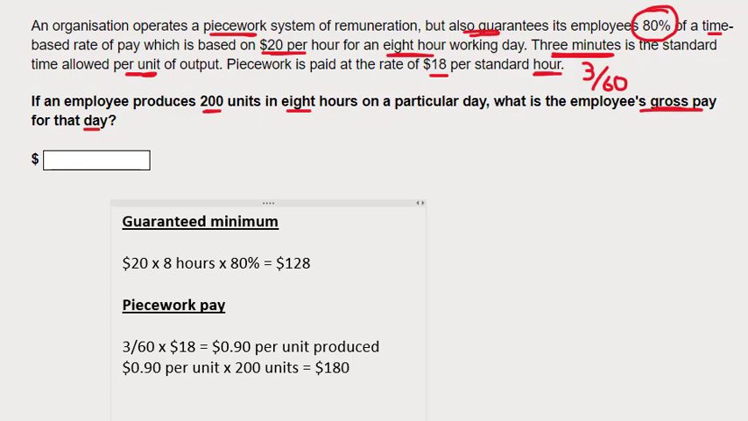And so what are they going to earn for that day? Would they get the guaranteed minimum of 128 or would they get the piecework rate? Well, the fact that it's called a guaranteed minimum is telling us that if they are able to earn more than that under piecework, then they would get that higher amount. So the amount they're going to get is $180. And if the piecework pay had turned out to be less than $128, then it would have been $128 to go in there. Well done if you got that one right.